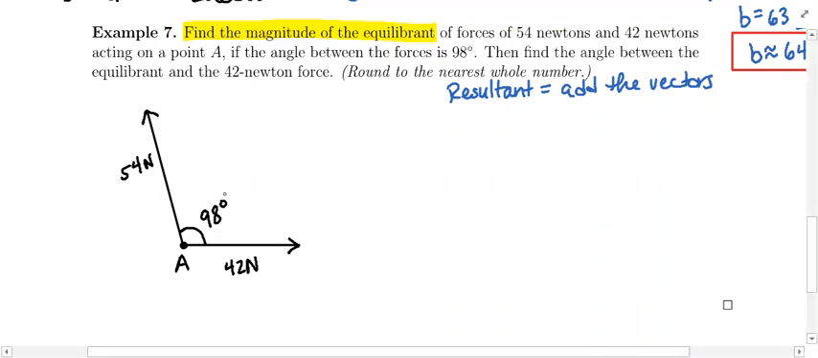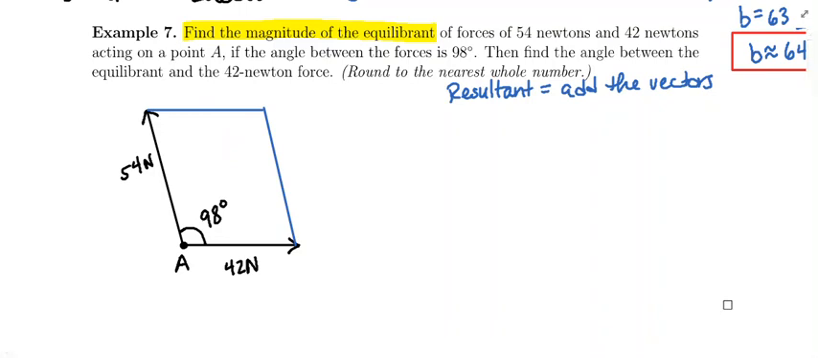So you've got the two different methods for adding your vectors. We have it already set up where our two vectors share the same initial point. So it's best to use the parallelogram method here. So I'm going to come in and draw a parallelogram. This is going to be the side that is parallel to the 54 Newton force. And then we'll say that this is the side parallel to the 42 Newton force. So here is my parallelogram.